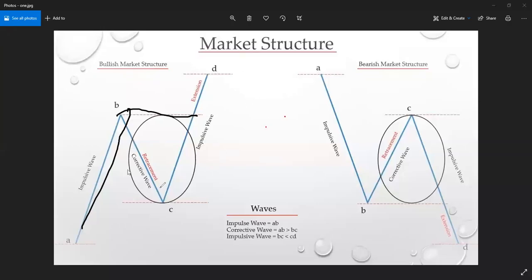Impulse and correction, impulse and correction. This one is not correction. This one is not impulse. The same thing for here. Here is our starting point A. Here is B. Here is C. And here is D.